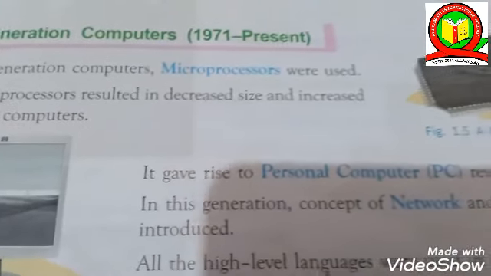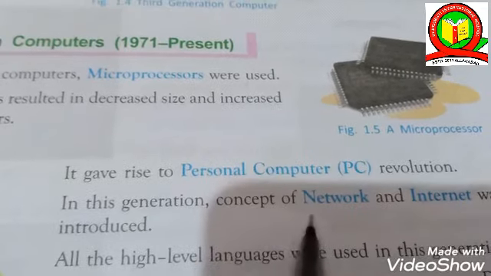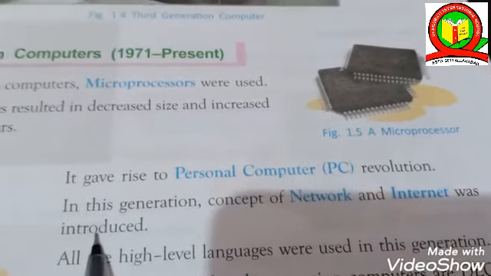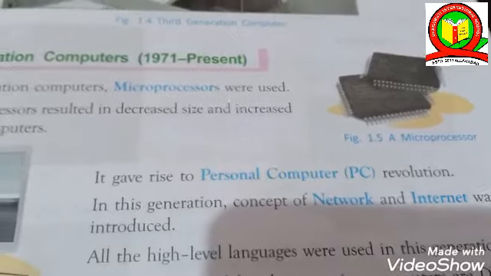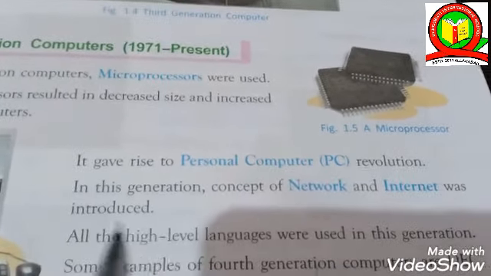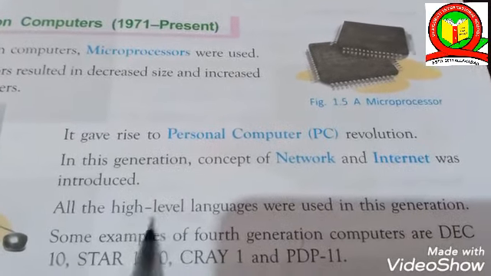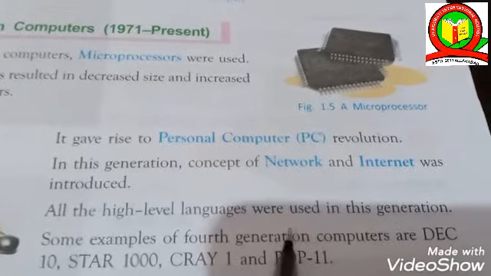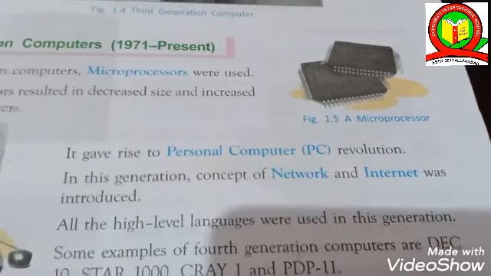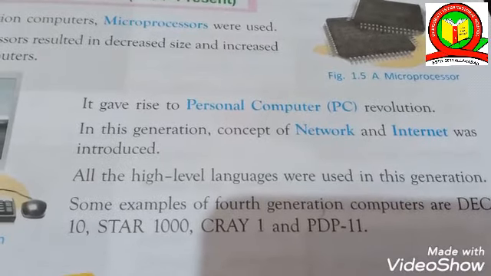It gave rise to the personal computer revolution. In this generation, the concept of network and internet was introduced. All the high level languages were used in this generation. Some examples of fourth generation computers are DEC 10, Star 1000, Cray 1, and PDP 11.